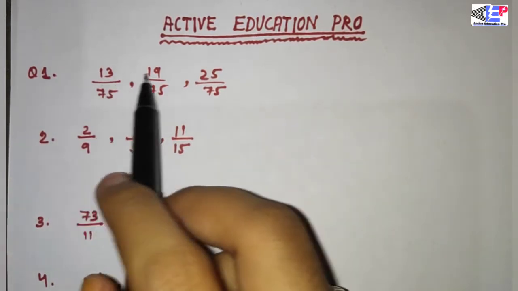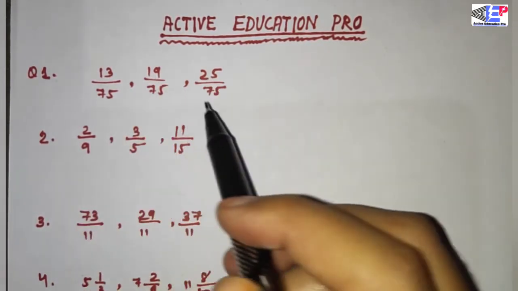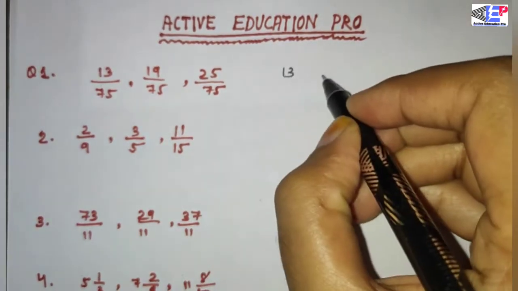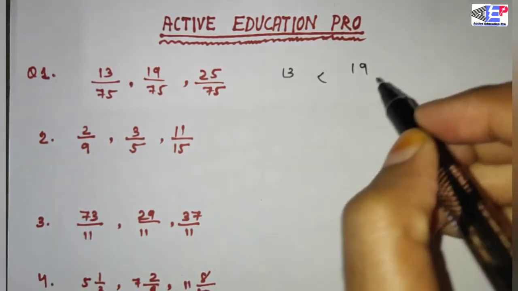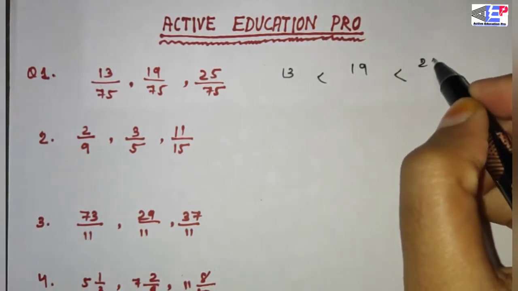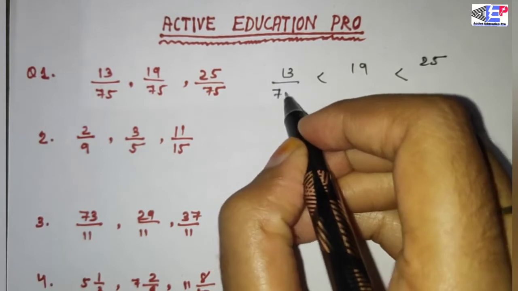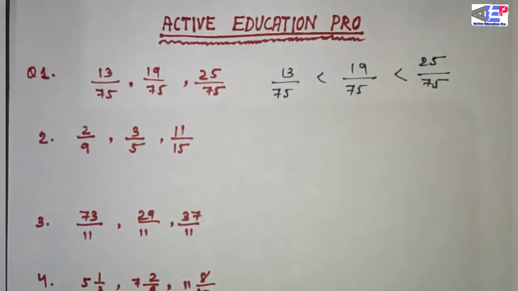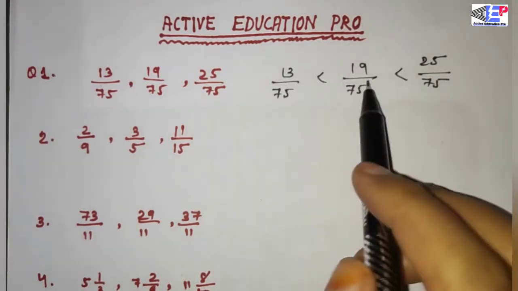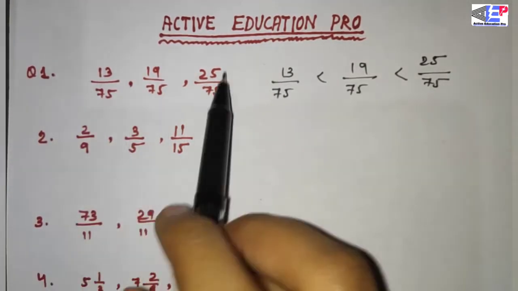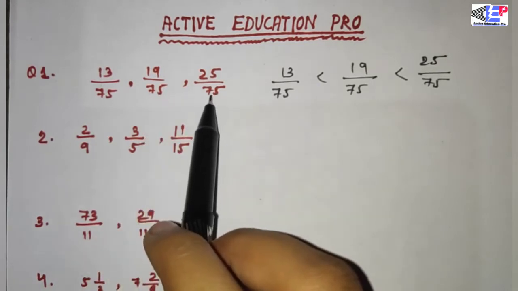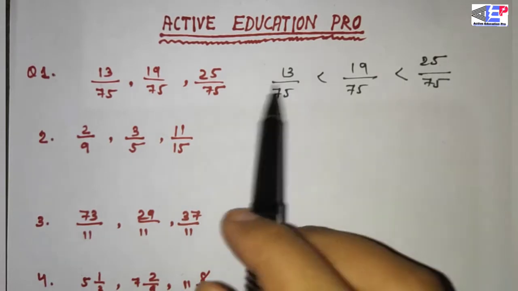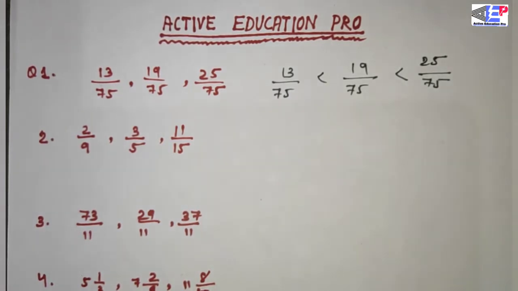So look here, 13, 19, 25. These three fractions are already in ascending order because 13 is smaller than 19 and 19 is smaller than 25. Now put the denominator 75 and 75. This is the answer. This is the ascending order of these fractions because all the denominators are the same. According to the numerator value, 13 is less than 19 is less than 25, and this is the answer. Then we move to our second question.